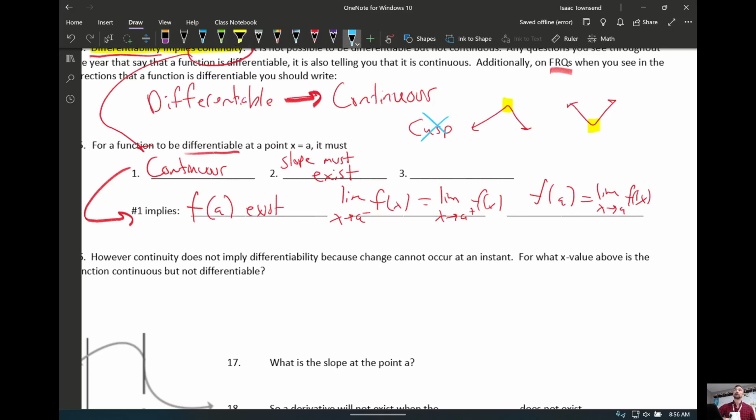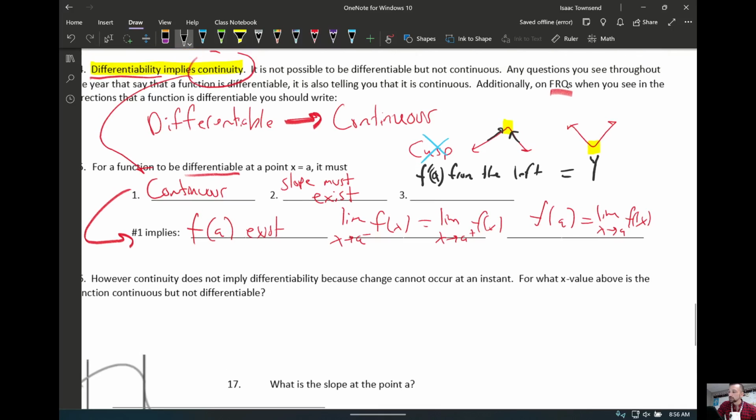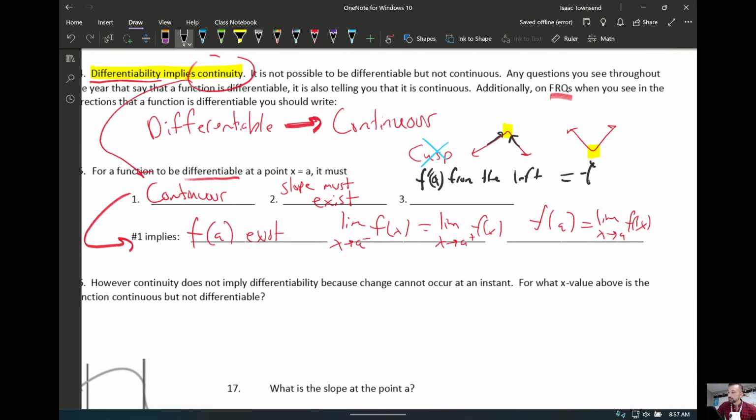So maybe put that like this. The mathematical way to describe a cusp is the derivative on the left has to be the same as the derivative on the right. Notice this is something positive, this is something negative. You could not take the derivative at this point. So we could say, I don't know, the derivative at A from the left has to equal the derivative of A from the right.